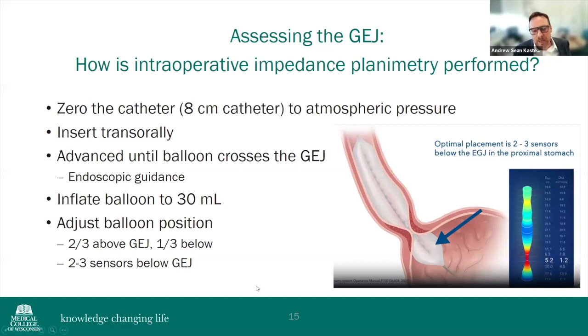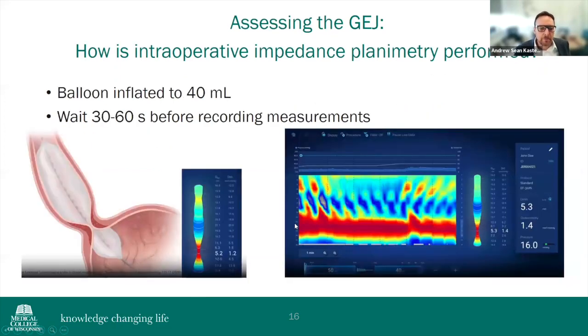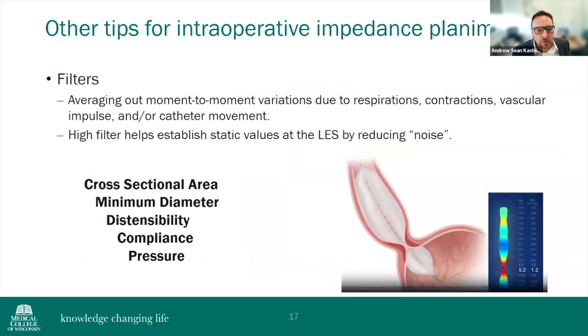It's recommended to have about two-thirds above and one-third below, or you can go by the number of sensors. Then, for a one-time measurement, you inflate to 40 mLs. You give it a good 30 to 60 seconds before obtaining your measurements. And from there, you can get the measurements that you're interested in.